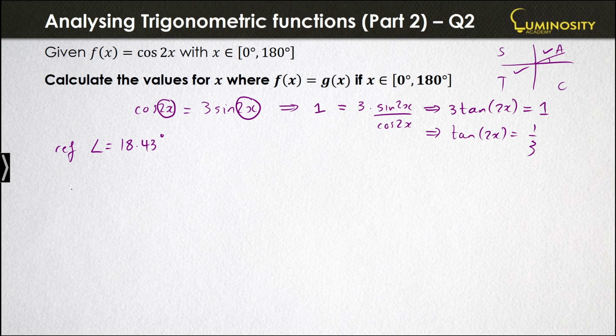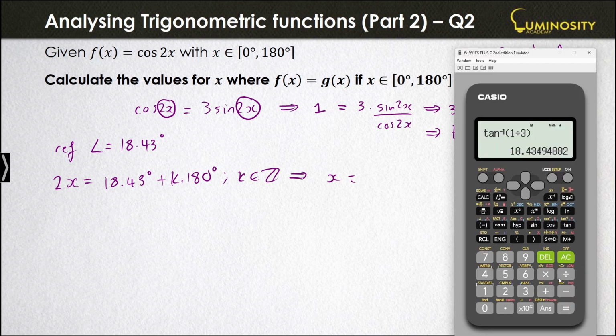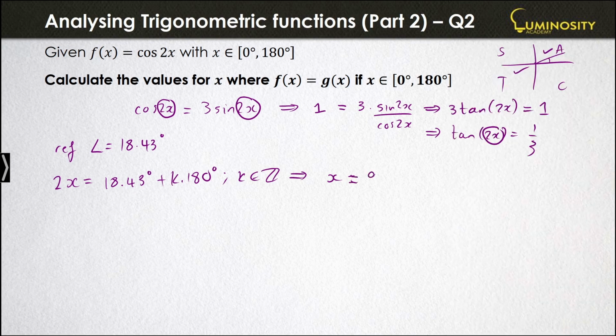So I'm going to use the first quadrant as my general solution. 2x equals 18.4 degrees plus k times 180, where k is an integer. Not x, sorry, the angle here is 2x, so be very careful there. Okay, and then if I divide both sides by 2, I get x equals 9.22 if I go to 2 decimal places. And don't forget to divide the 180 as well by 2, so that becomes 90 degrees now.